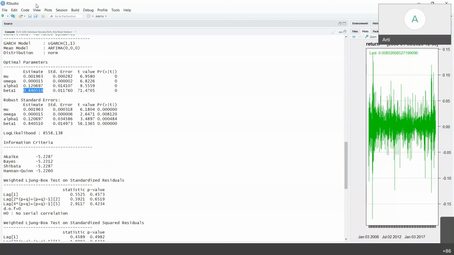Ma'am, the present variance is equal to the constant term, then the coefficient of the previous volatility, h t minus 1, that I denote by beta 1, and the coefficient alpha 1 of the previous error term. Correct, that is the alpha. I hope you understood now. Yes, ma'am. So our beta coefficient is very much dominating, that means our present volatility is heavily depending upon the past value of the volatility. Here you can see volatility clustering is coming into the picture.